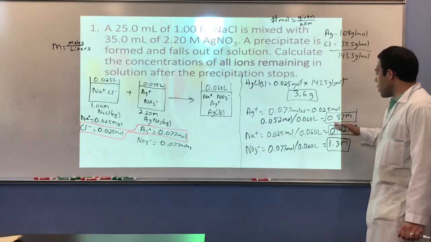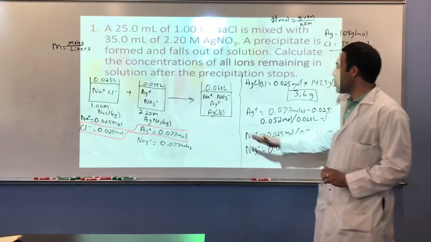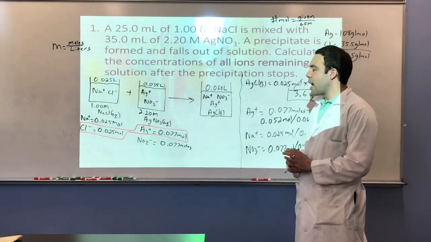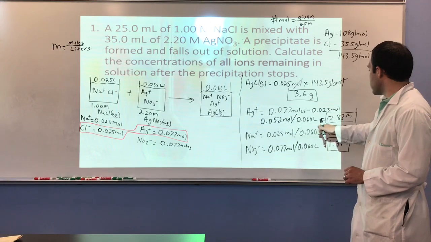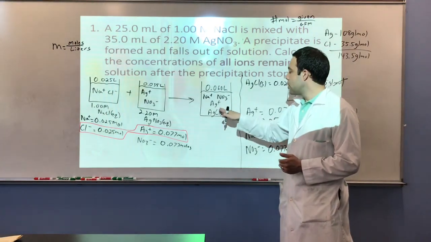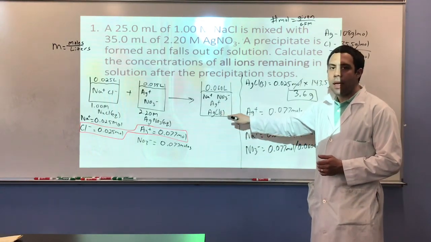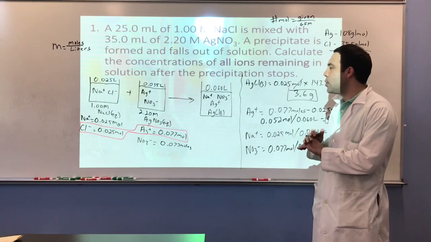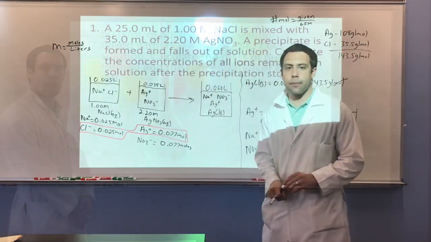Notice that all of the concentrations decreased once again because we diluted the solution. And silver decreased even more because we lost some to the solid, 3.6 grams of silver chloride, and the chlorine is not in solution at all because it was the limiting reagent.